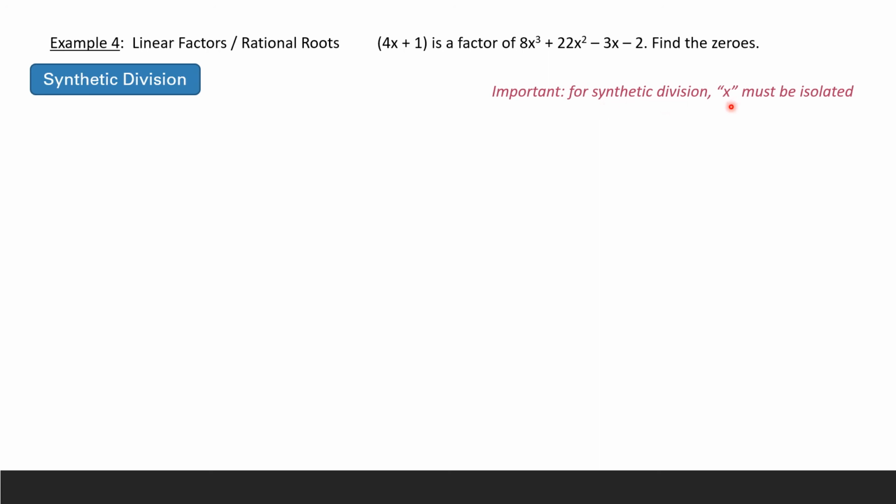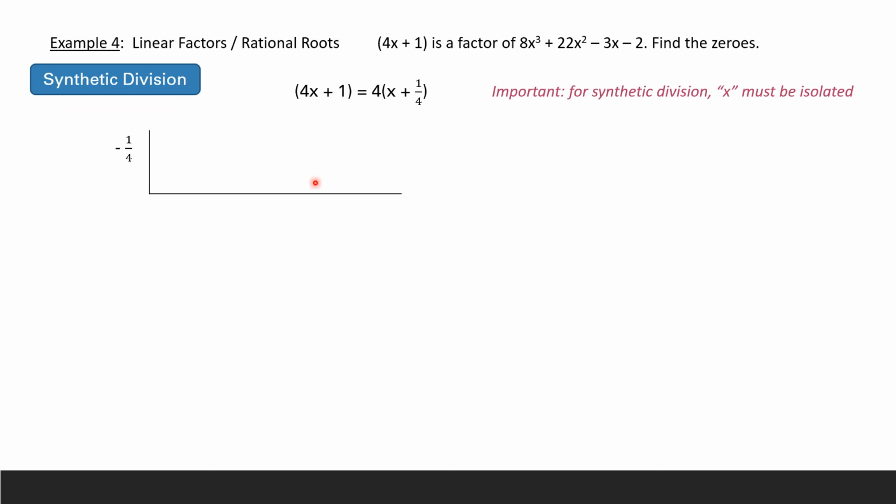For synthetic division, x must be isolated. Remember, this is supposed to be x plus 3, for example. It can't be like this. So I take my 4x plus 1, and I have to divide the 4 out. So I have x plus 1/4. Now I have a linear divisor here that I can use. So I set it up. There's my negative 1/4 here.